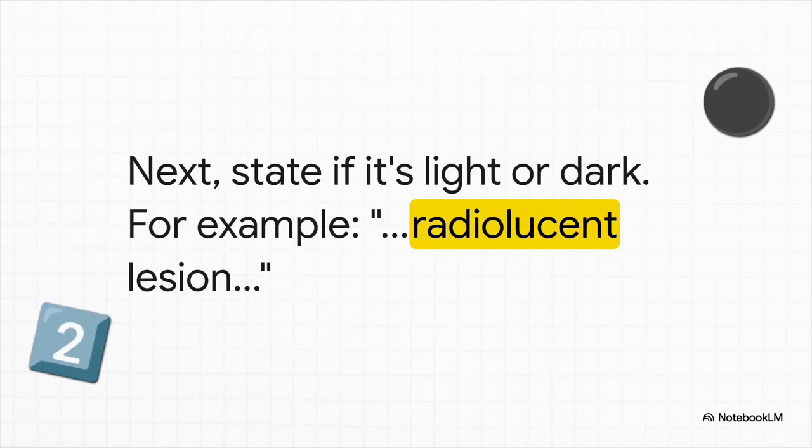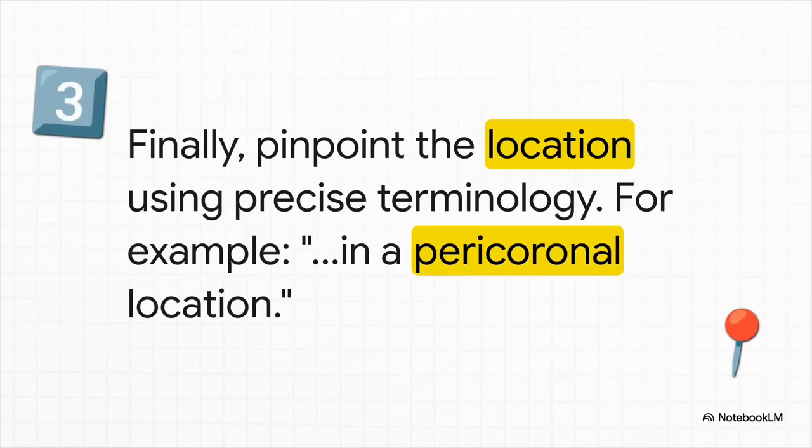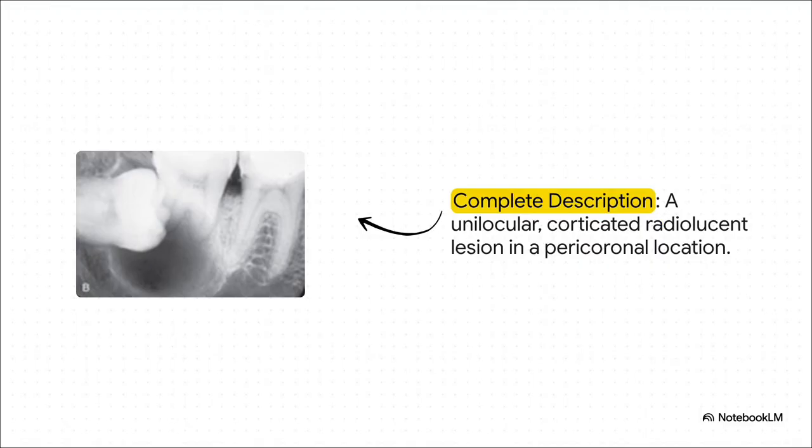Okay, what's next? The most basic clue of all. Is it light or is it dark? Well, this one's dark. So we add the next piece of our puzzle, radiolucent lesion. And finally, for the grand finale, we pinpoint exactly where it is on the map. We finish our sentence with, in a pericoronal location. And there you have it. Let's put it all together and look at the image, a unilocular, corticated, radiolucent lesion in a pericoronal location.